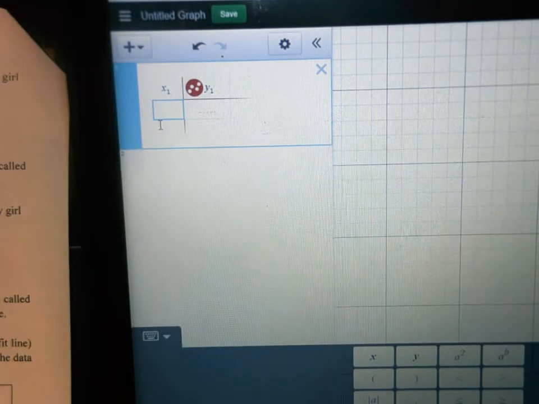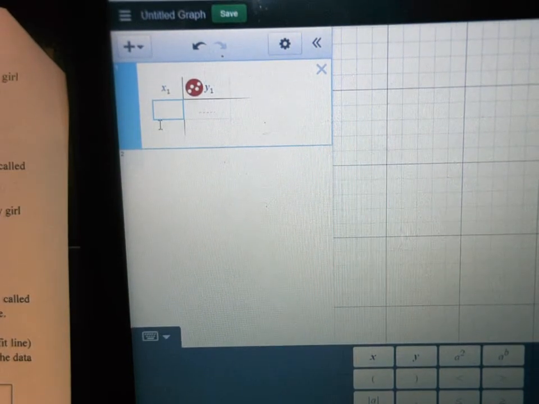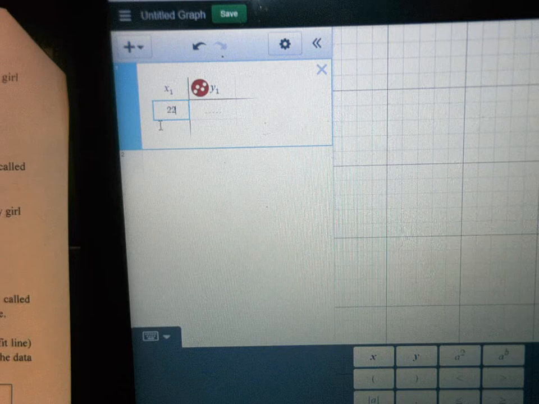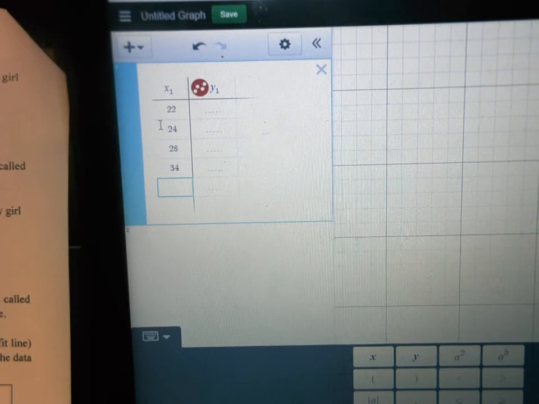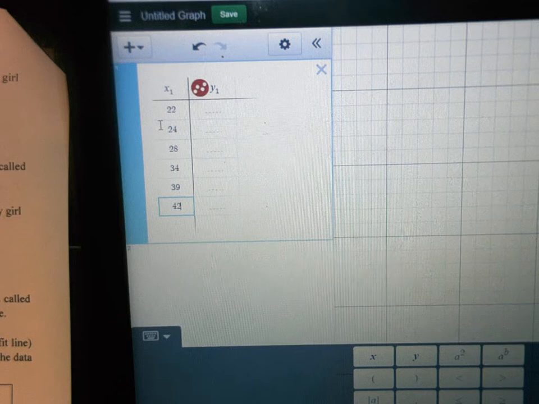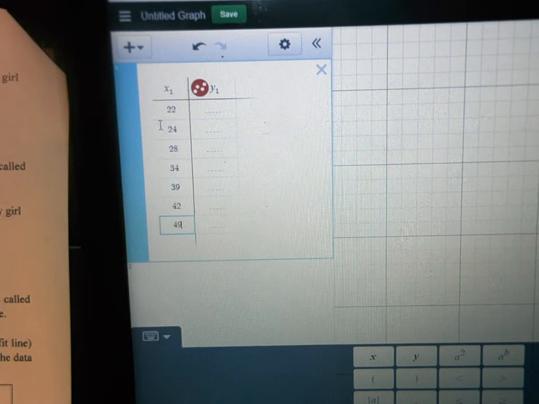Everybody should be doing this. I'm going to start with my x values: 22, 24, 28, 34, 39, 42, 48. You can just press enter. After you type in your number, you press enter and it goes down to the next one, or the down arrow.